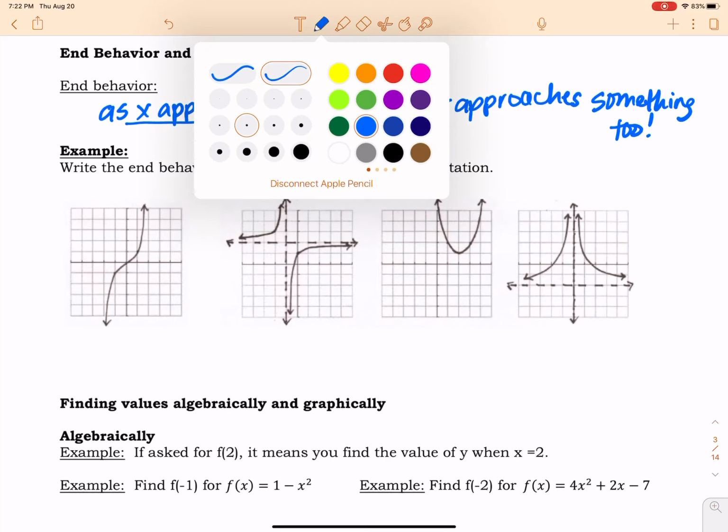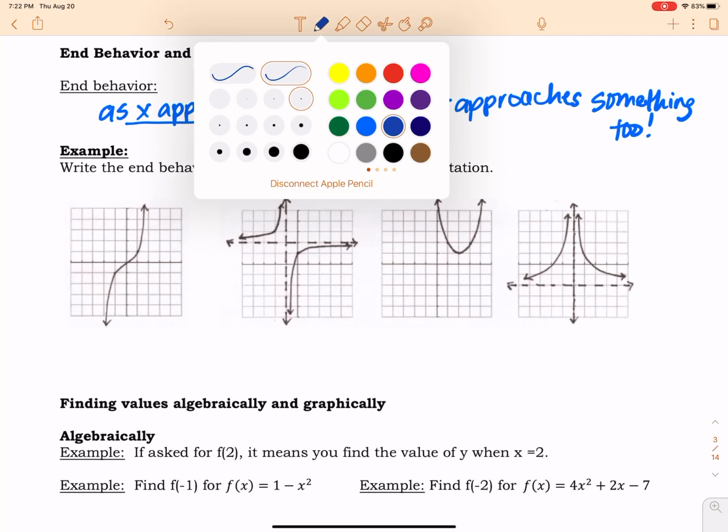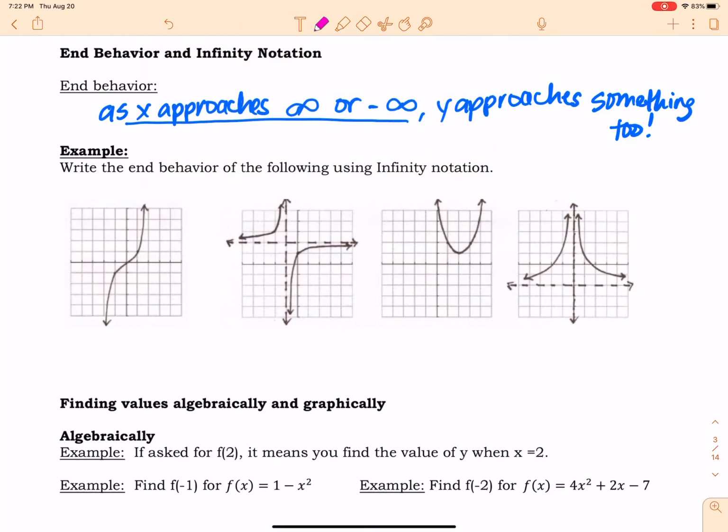So I am going to change my pen here. All right, so if you will look, actually that color's not pretty enough. Okay, so if you will look at this first function, and this should look familiar to you, it is the cubic function, the cubic parent function. So we are going to write the end behavior of the following using infinity notation. Infinity notation just means we're going to use, hey, x is approaching positive or negative infinity, y is approaching whatever value. So that's the notation we're going to use.